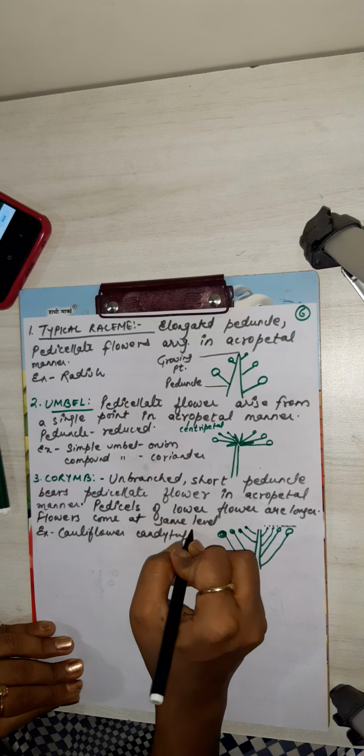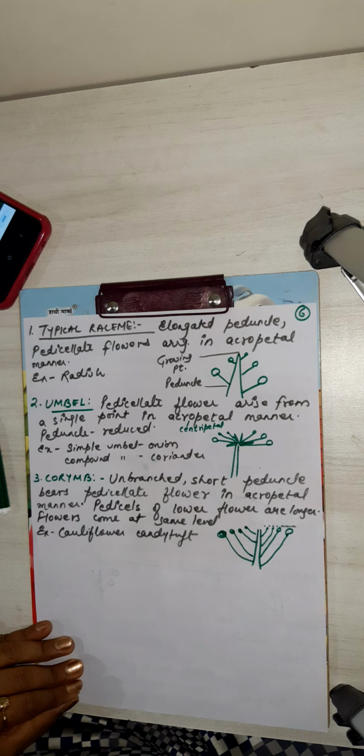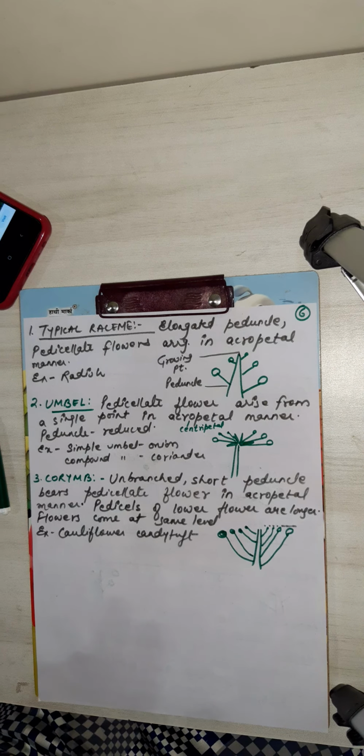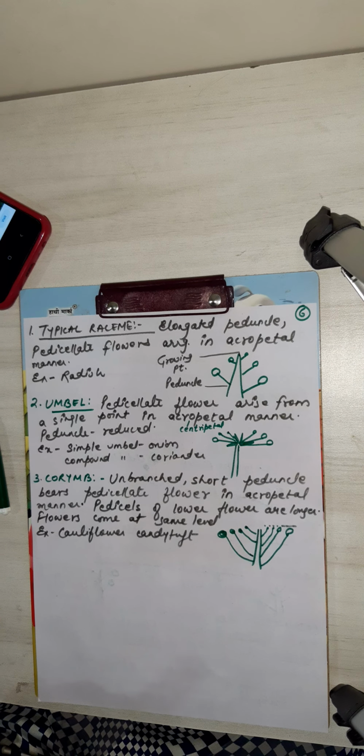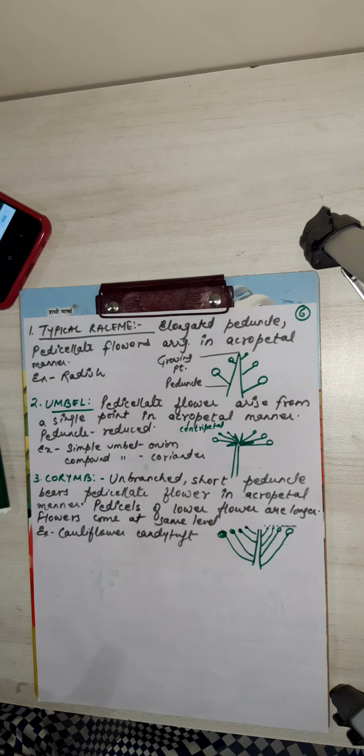Another example is candytuft. Okay, and next we will continue with spikes, spikelets, catkin and spadix.